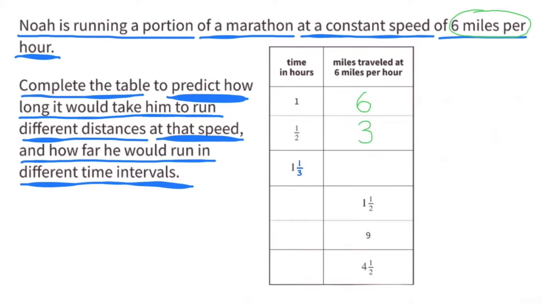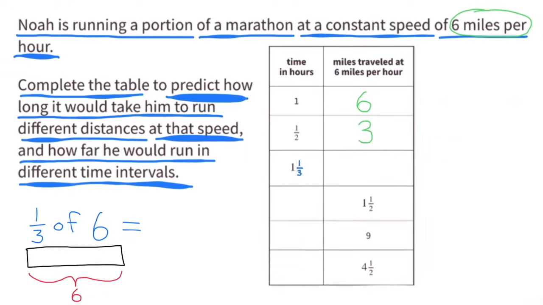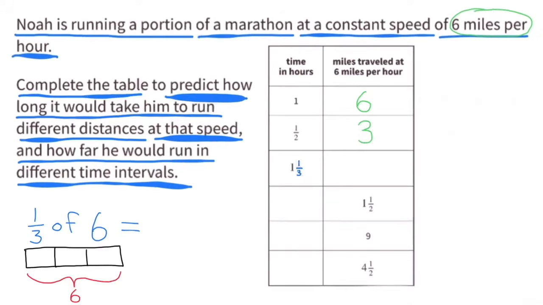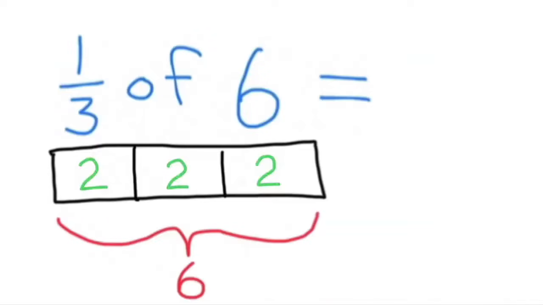It's 1 1/3 hours. One way to figure this out is to figure out how far he would travel in 1/3 of an hour. If he travels 6 miles in 1 hour, then he would travel 1/3 of 6 miles in 1/3 of an hour. Imagine this block represents 6. When we cut this block into 3 equal pieces, each piece is worth 1/3 of 6. 2 plus 2 plus 2 equals 6. So 1/3 of 6 is 2.